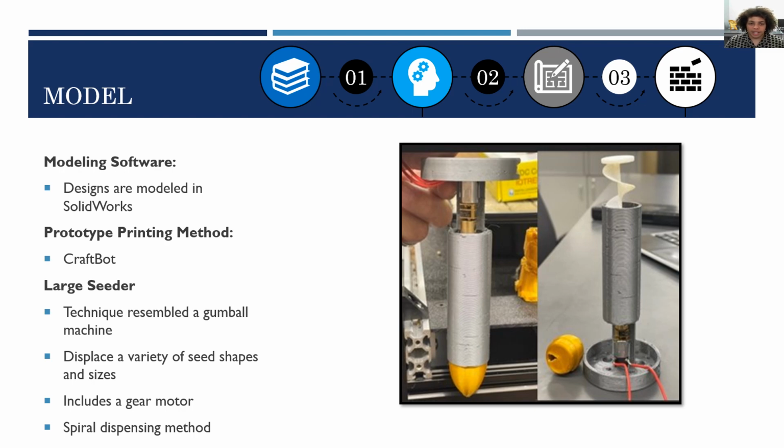The model on the right is the initial large seeder design. Our modified design for planting larger seeds utilized a spiral connected to a rotating plate, much like a gumball machine. Seeds would be stored within the cylindrical housing, piling on the spiral waiting to be dispensed. With the use of a gear motor, power would be delivered through pogo pin inside the UTM, allowing the spiral to rotate and reveal a hole large enough for a variety of seed sizes and shapes.